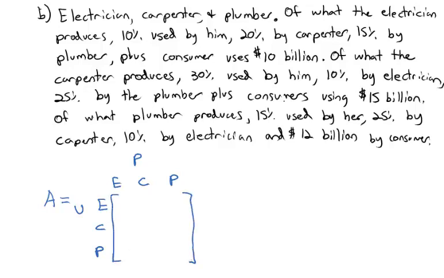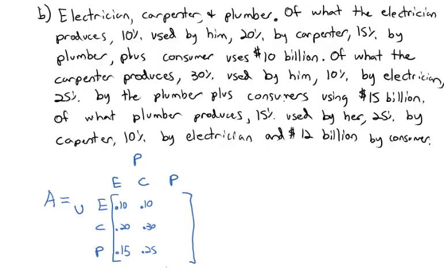Going down the columns, the electrician produces 10% used by him, 20% by the carpenter, and 15% by the plumber. We'll do the demand externally in just a minute. The carpenter produces 30% by him, that's 0.30 on the carpenter, 10% on the electrician cell, and 25% by the plumber. Plus consumers using 15 billion.